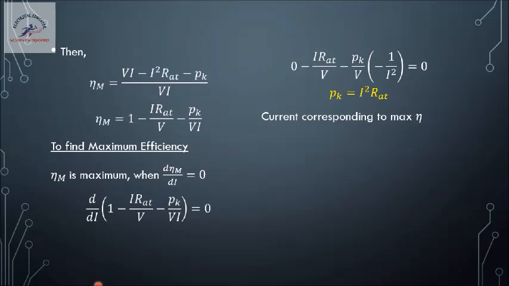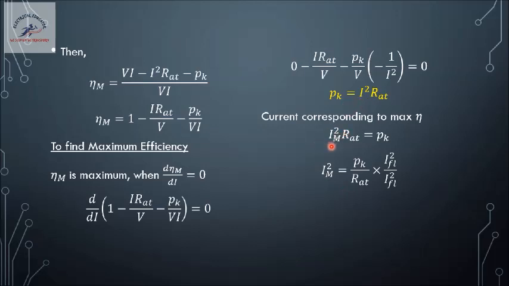So now at the maximum efficiency, what is the value of current? Because we have to know what is the value of x and what is the value of y. So if we take Pk is equal to I square RAT, we get the maximum value of the efficiency. For that maximum value of efficiency, what is the value of I? Because at what value of current this Pk will be equal to I square RAT, so that we can get maximum efficiency. This is given by the expression.